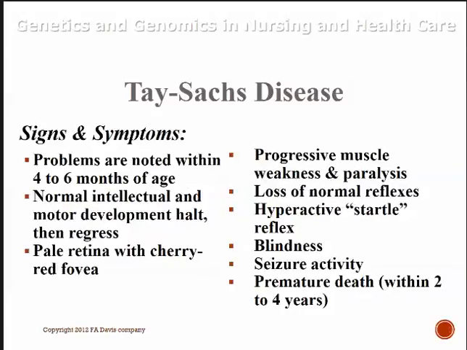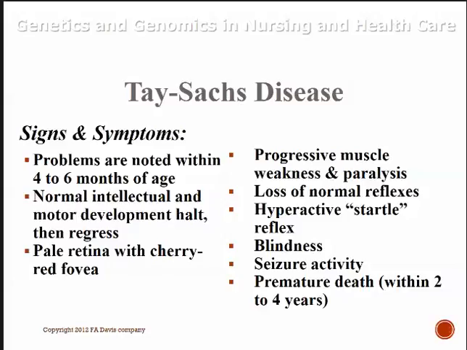Signs and symptoms. Problems are typically noted within 4 to 6 months of age. You start out with a child who, as a newborn, is thriving and doing well, and then you start to notice some loss of progression of developmental motor skills, and eventually there's just no progression at all, and then regression.